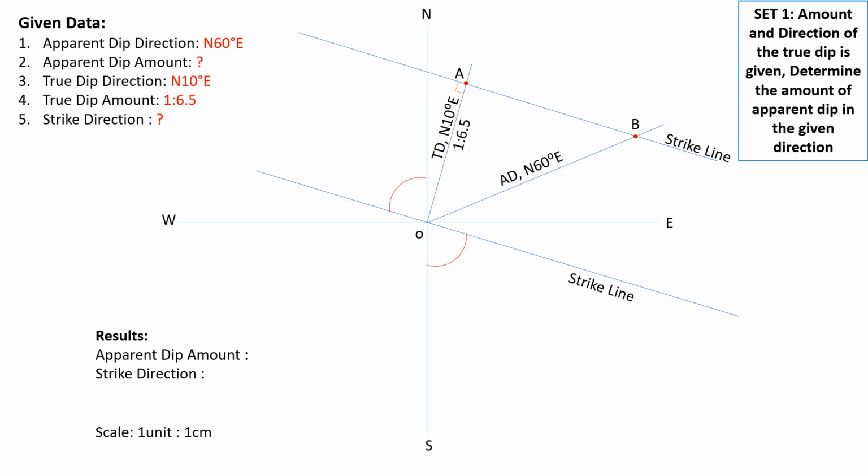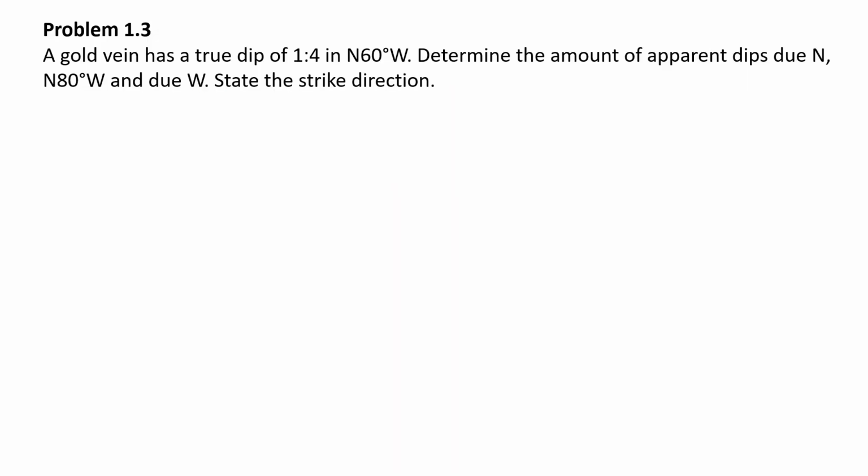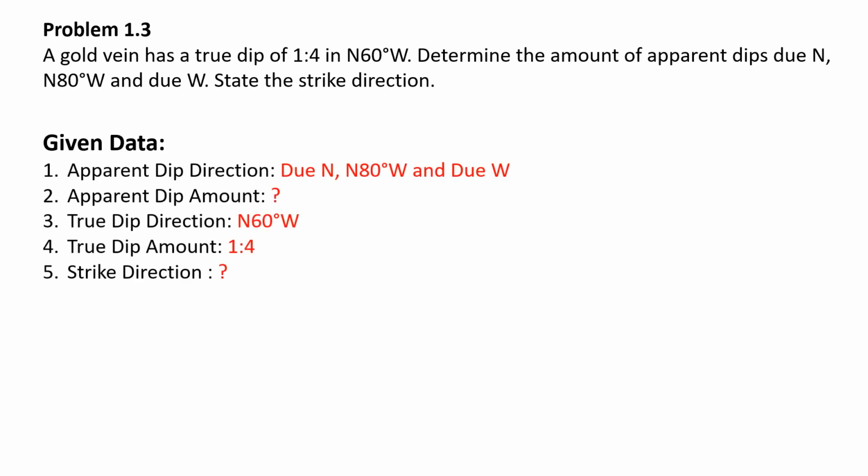For better understanding, we'll solve one more problem from this set, that is problem number 1.3. Problem number 1.3 says that a gold vein has a true dip of 4 in north 60 degrees west, and determine the amount of apparent dip in due north, north 80 west, and due west. Also state the strike direction.